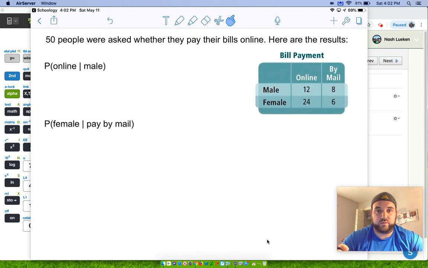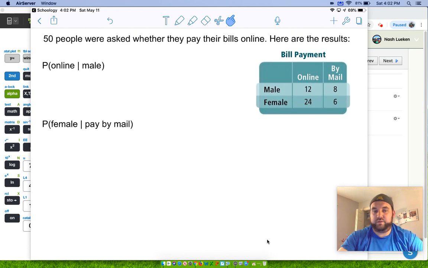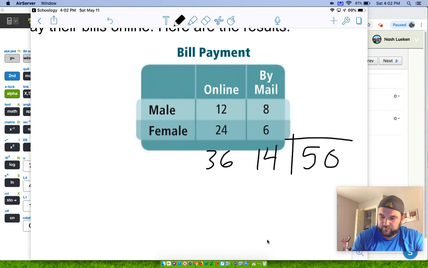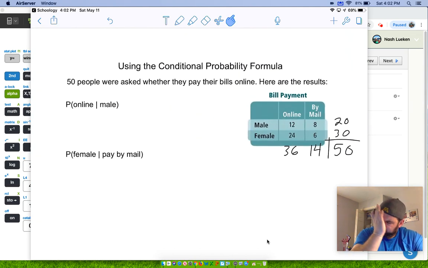So 50 people were asked whether they pay their bills online. Here are the results. See if you can answer those two questions. I'm going to go ahead and total these up. So the online payments are 36 total. By mail is 14, and sure enough, that adds up to 50, which is great. Male respondents were 20, female respondents were 30, which also adds up to 50, so I know I did my math correctly. What is the probability that someone pays online given that they are male?